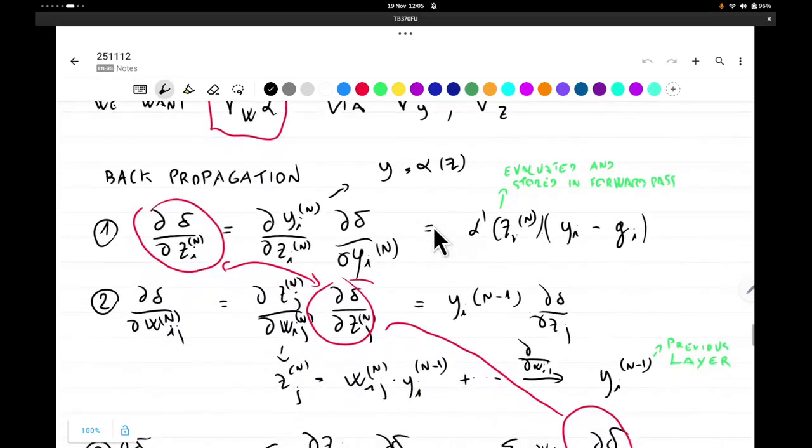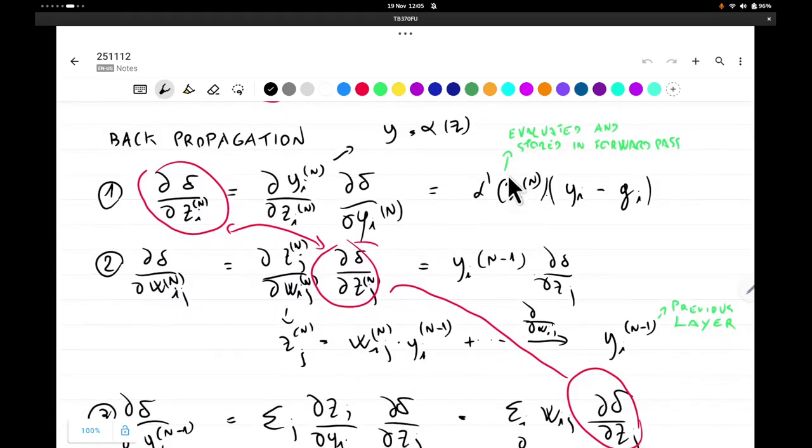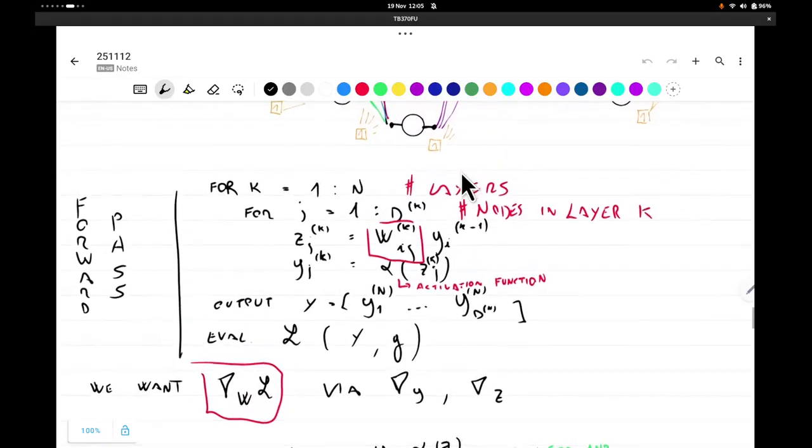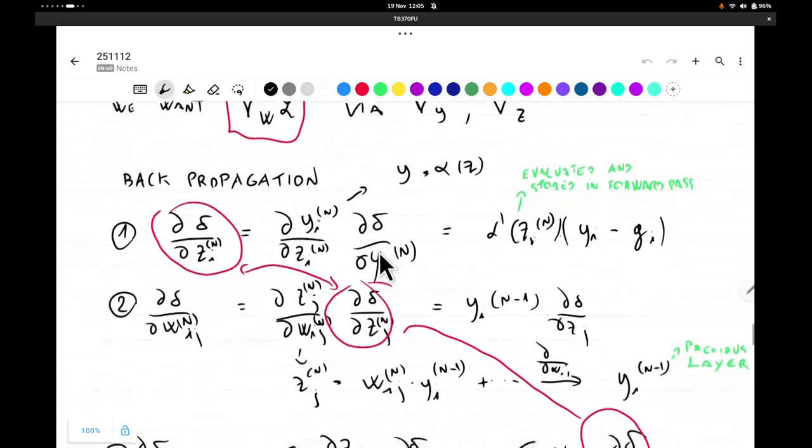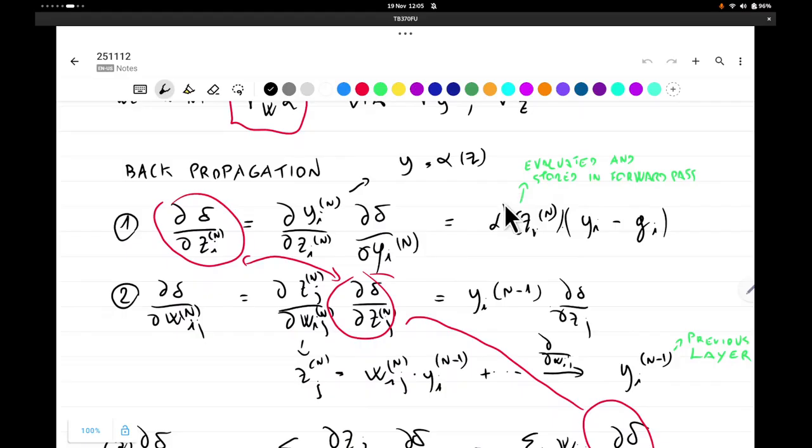And probably I didn't mention last time, this derivative will also be stored during the forward pass. The moment we go through, we record all the zj's and all the yj's at all layers, as well as all the alpha prime, because that we know. We know the shape of the function analytically and its derivative, and then we just store this data. So we have these values available, alpha prime.